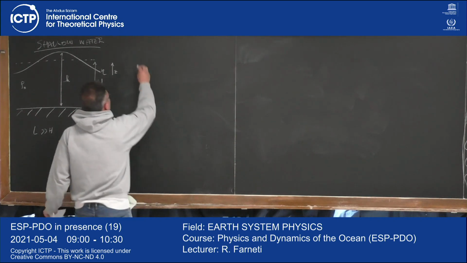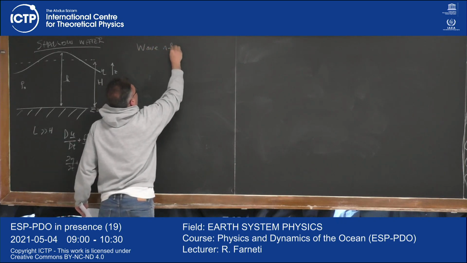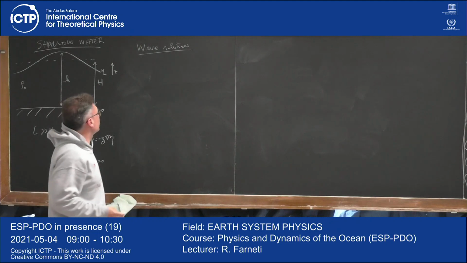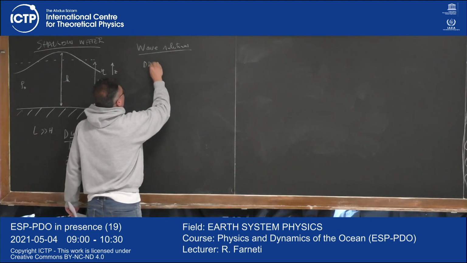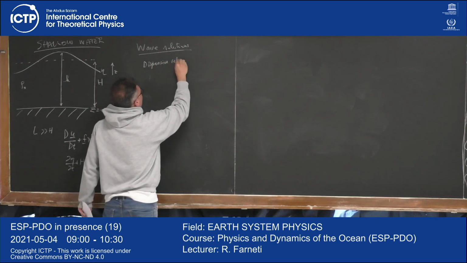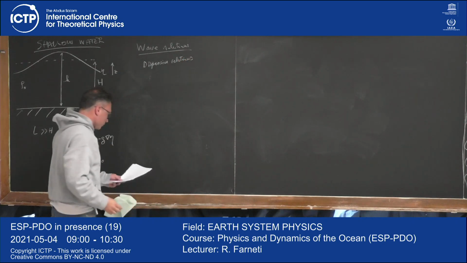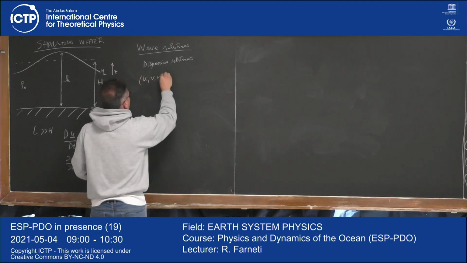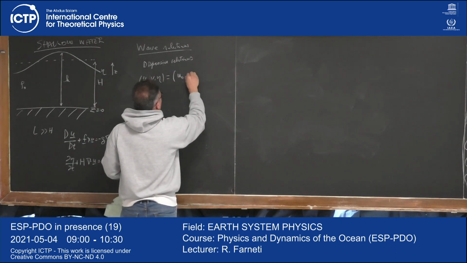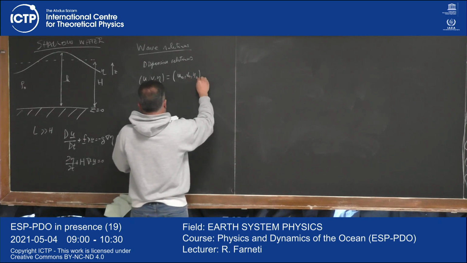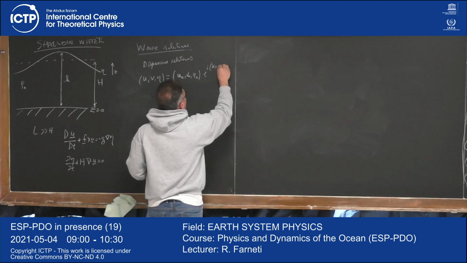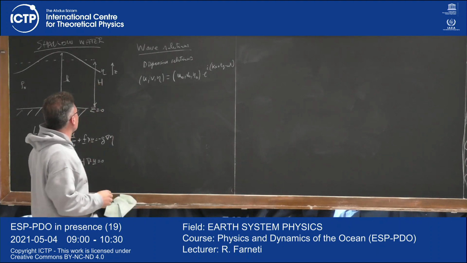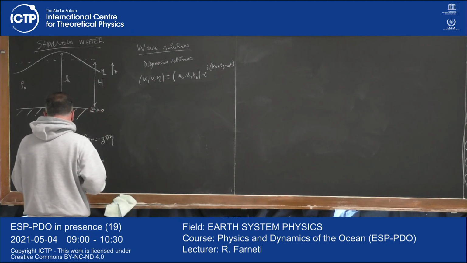Okay, so we're going to look for wave solutions. And we're going to look for the dispersion relations of all the different solutions. We're going to look for the typical solution in this case, so that u, v, and eta are going to be proportional to e to the i(kx plus ly minus omega t). We're going to substitute this kind of wave solution into our equations and see what we get.